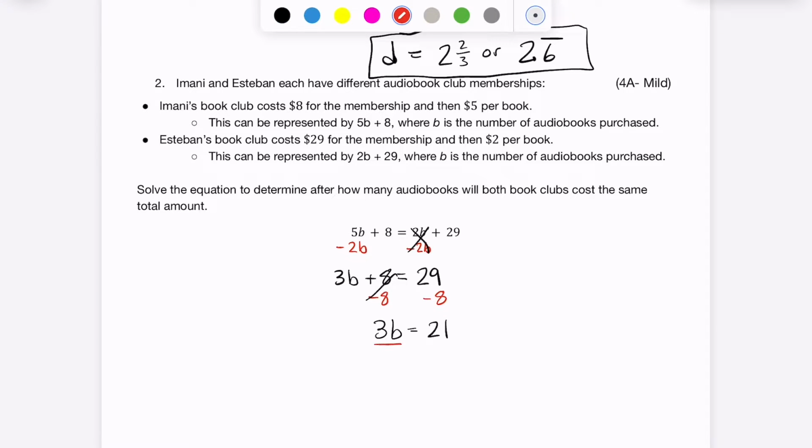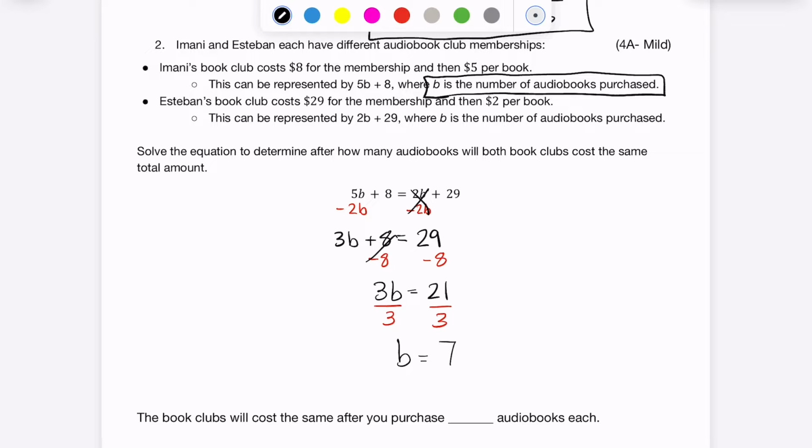And then finally, b is being multiplied by 3, so I'm going to divide both sides by 3, and I'm going to get that b equals 7. b here represents the number of audiobooks purchased. So this means, to answer the question, that the book clubs will cost the same amount after you purchase 7 audiobooks each.